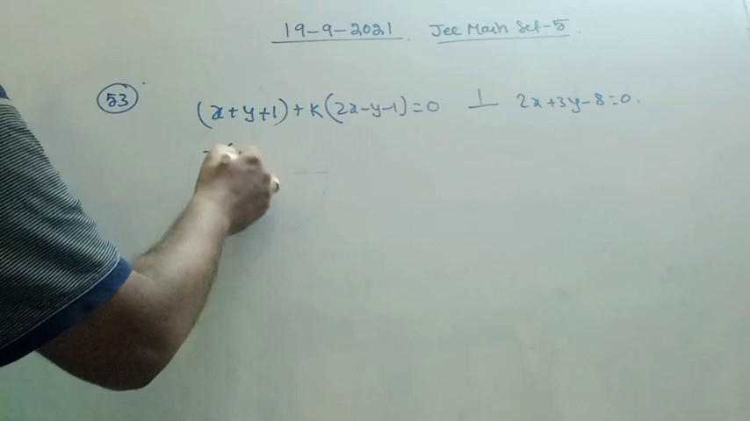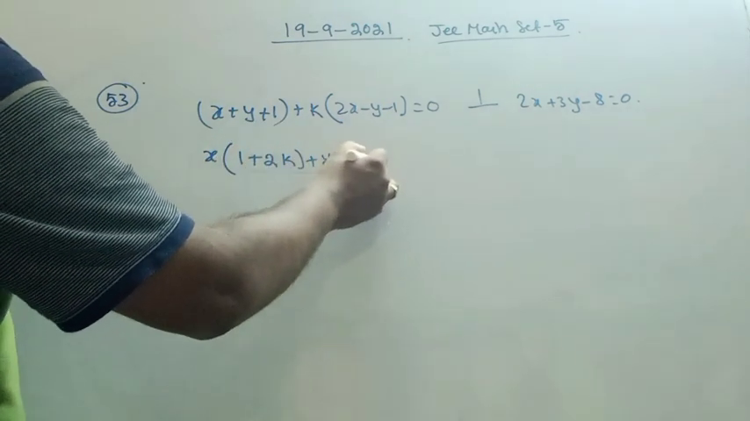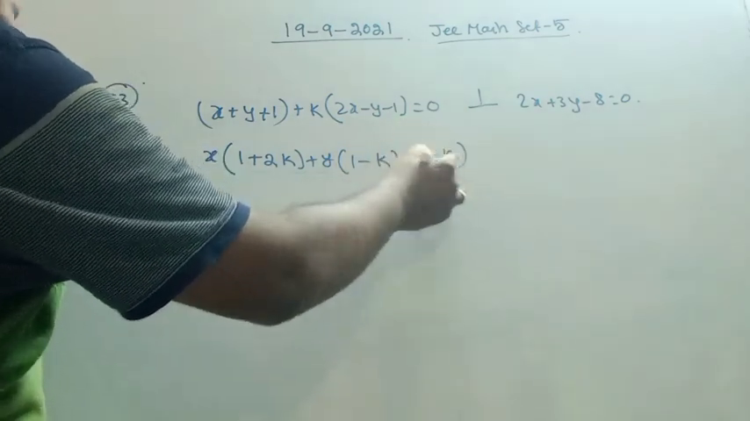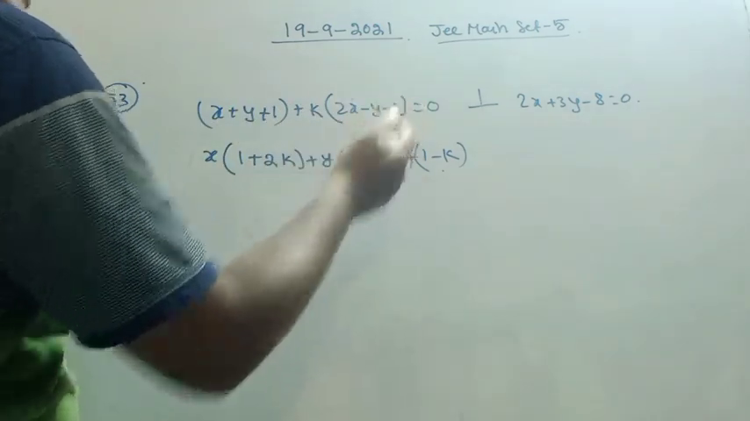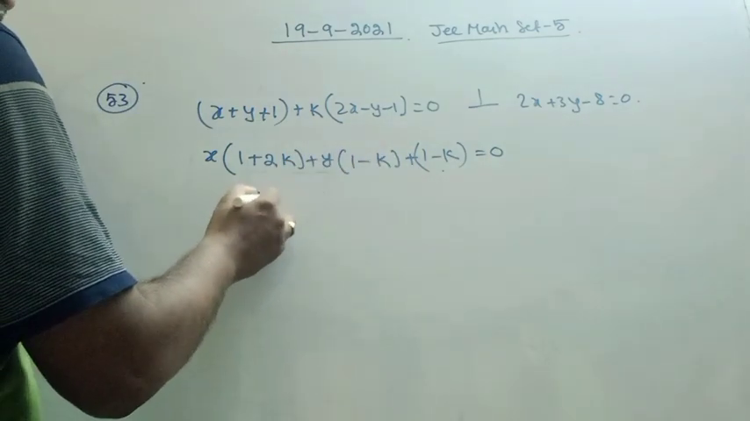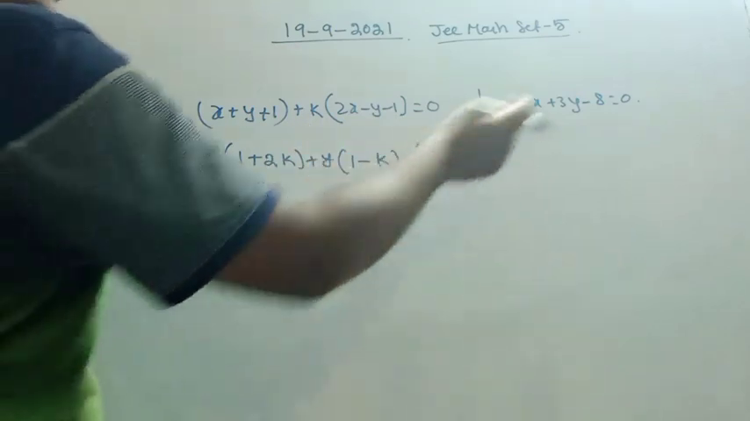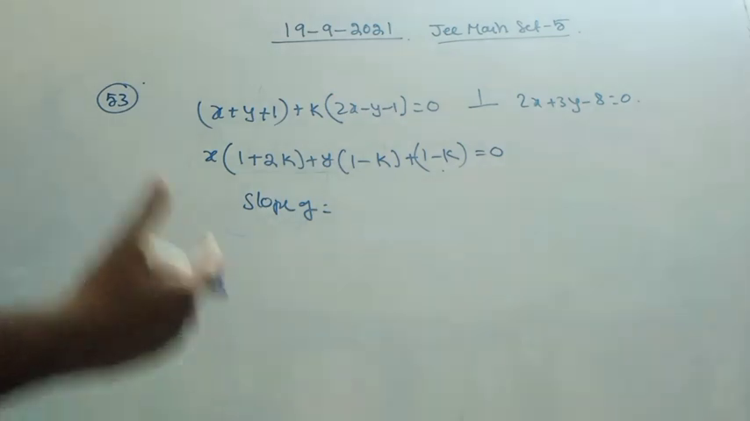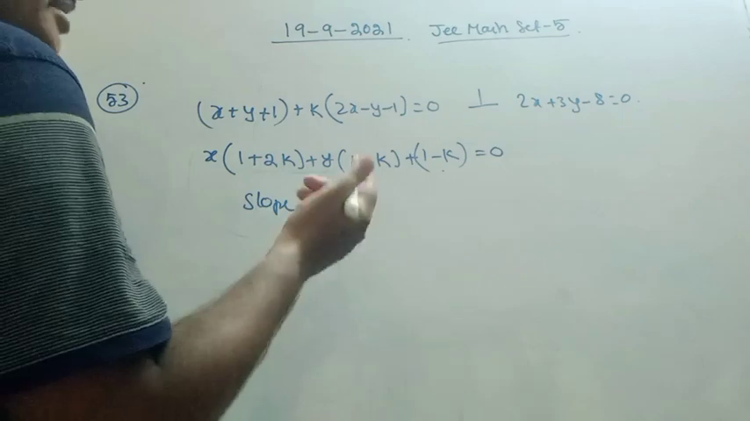If I take x common, 1 plus 2k, and if we take y common, 1 minus k, plus 1 minus k, we have it like this. So y coefficient is 1 minus k, plus 1 minus k is equal to 0. Now, you just find the slope of this line and the slope of the other line, and use the condition m1 into m2 equal to minus 1. From that you will get the k value very easily. This is how you will do this particular problem.